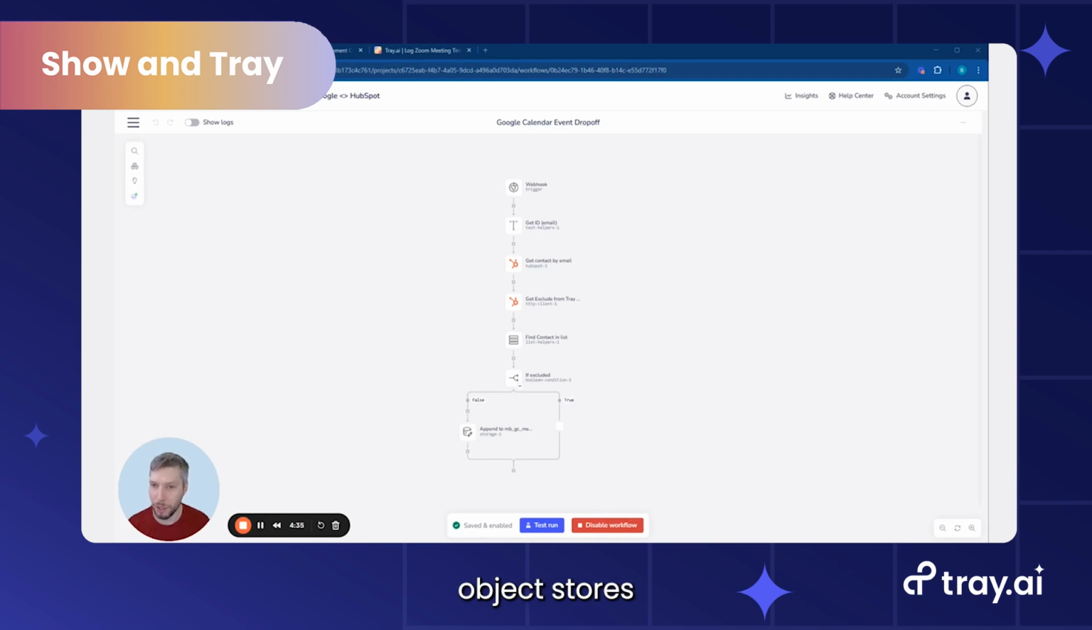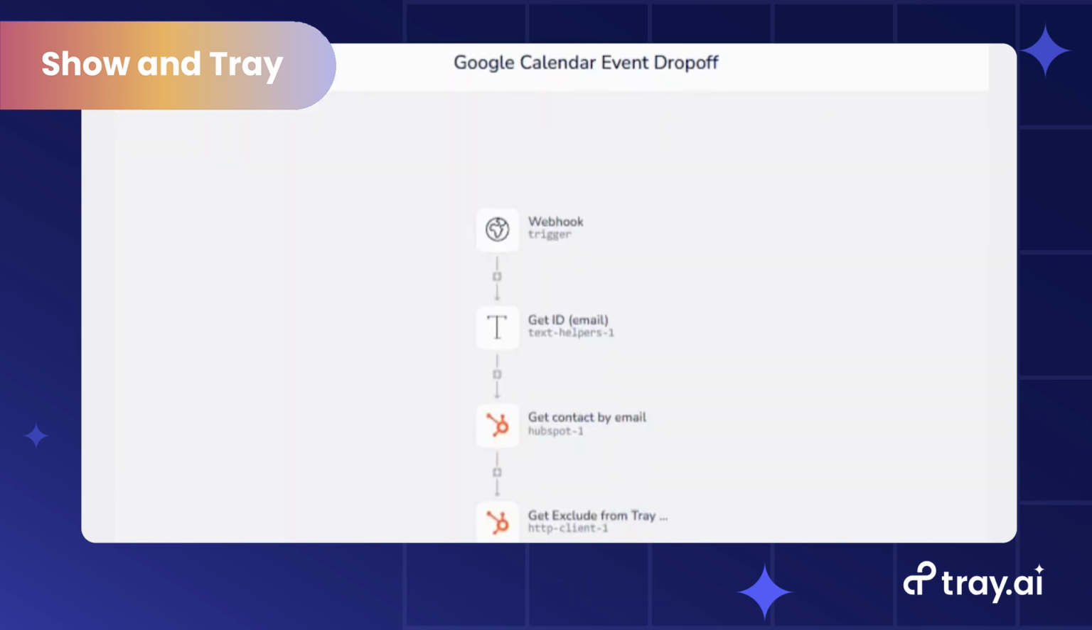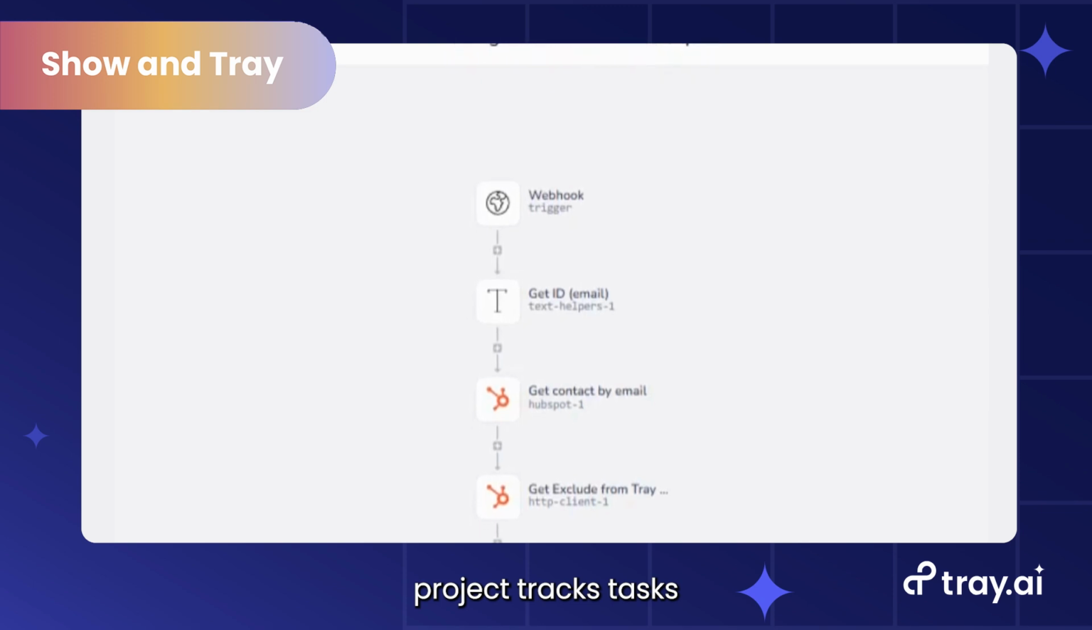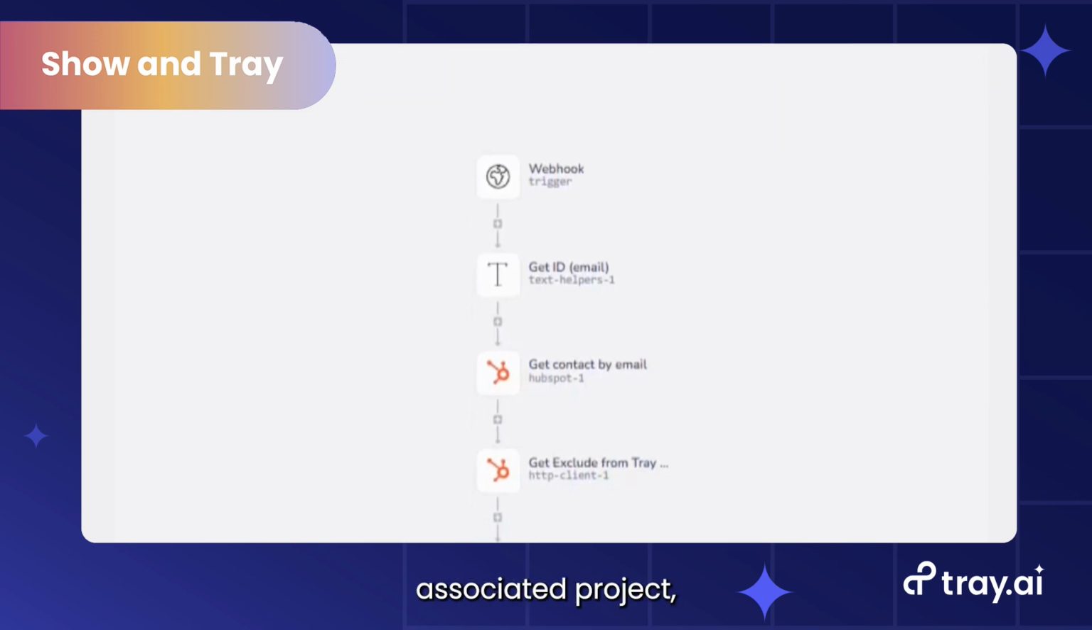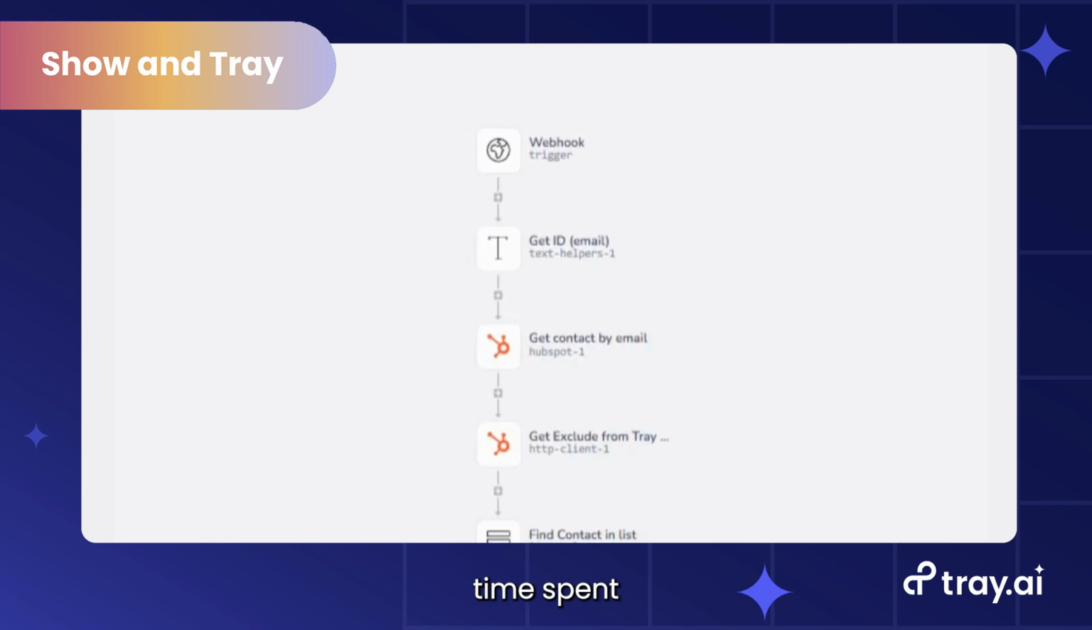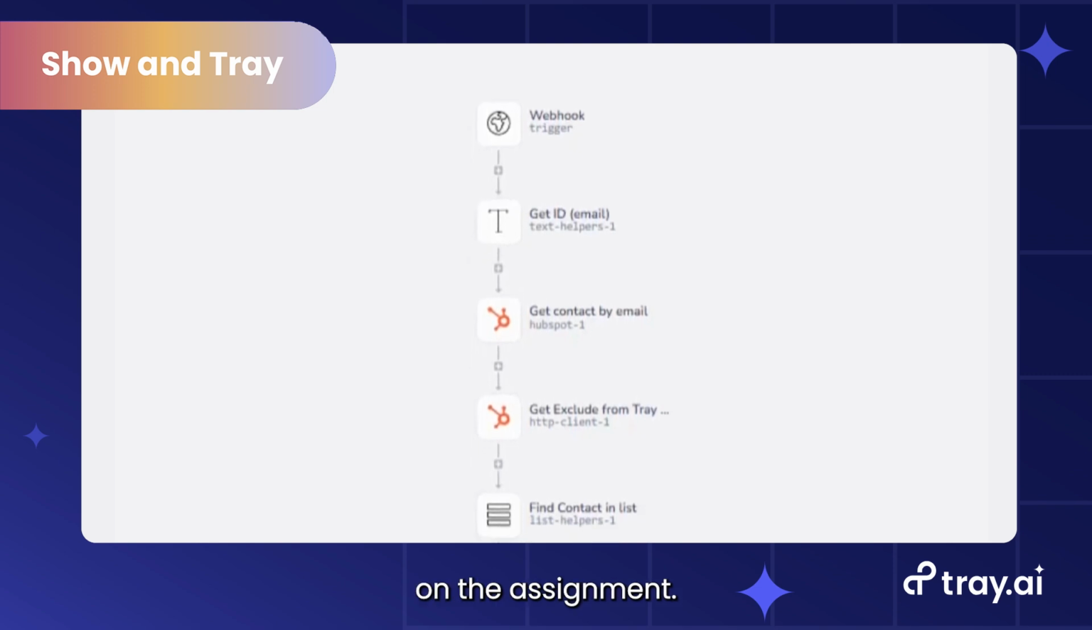The project object stores comprehensive project information, including client details, team members involved, relevant date times, and status. The assignment object tracks tasks for an associated project, while the time log object stores time spent on the assignment.